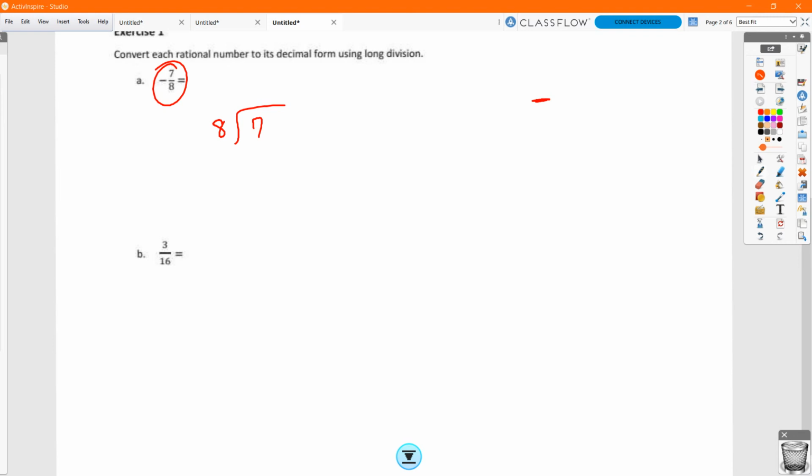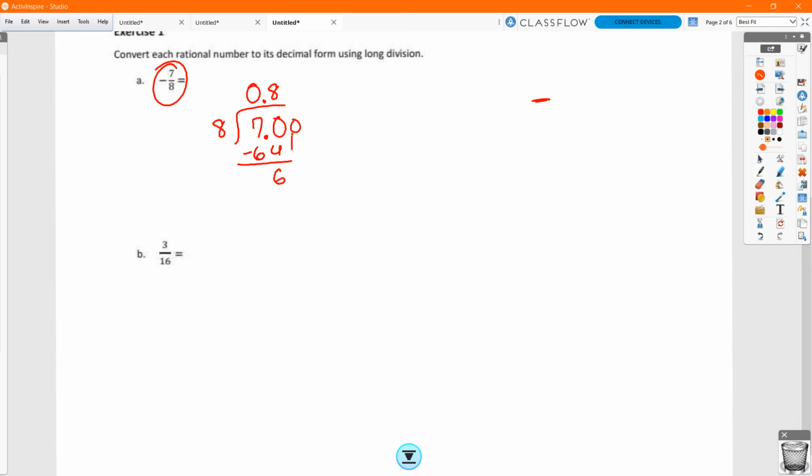8 cannot go into 7, so I put a 0, add my decimal point, put a decimal point up here, add another 0. 8 can go into 70. Let's see, 8 times 6 is 48. It's not big enough. 8 times 7 is 56. Not big enough. 8 times 8 is 64. That is big enough. So we put an 8. 8 times 8 is 64. We subtract, we get 6.